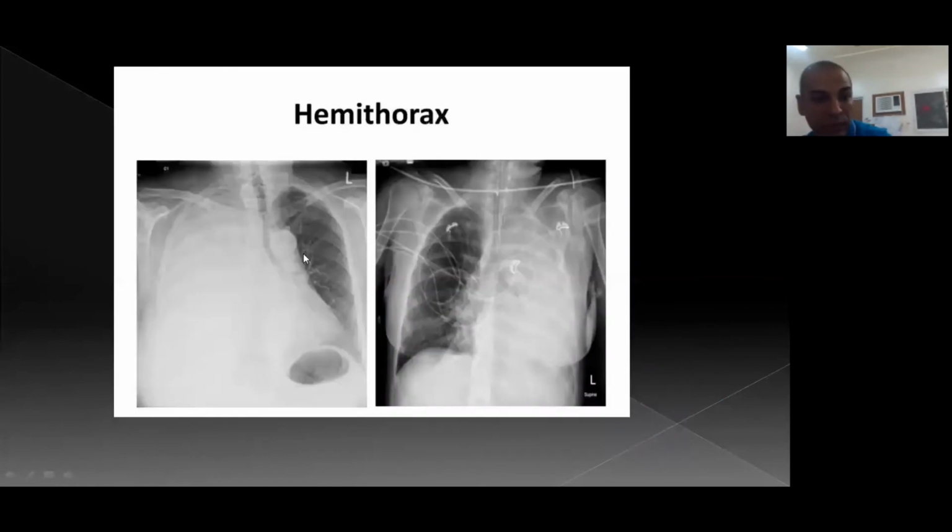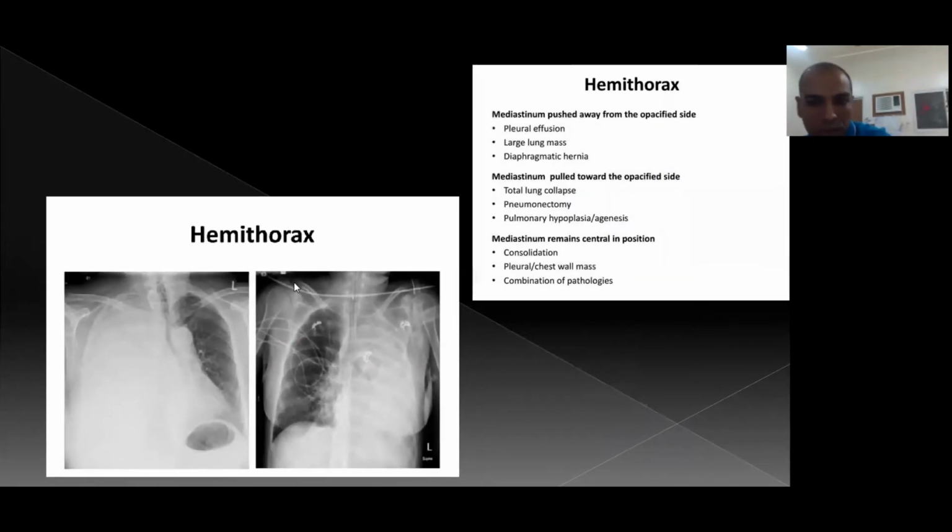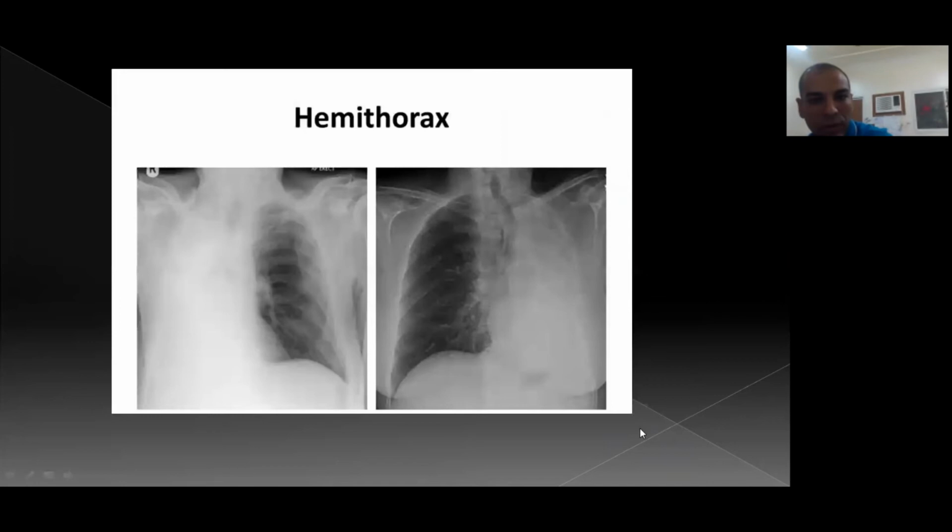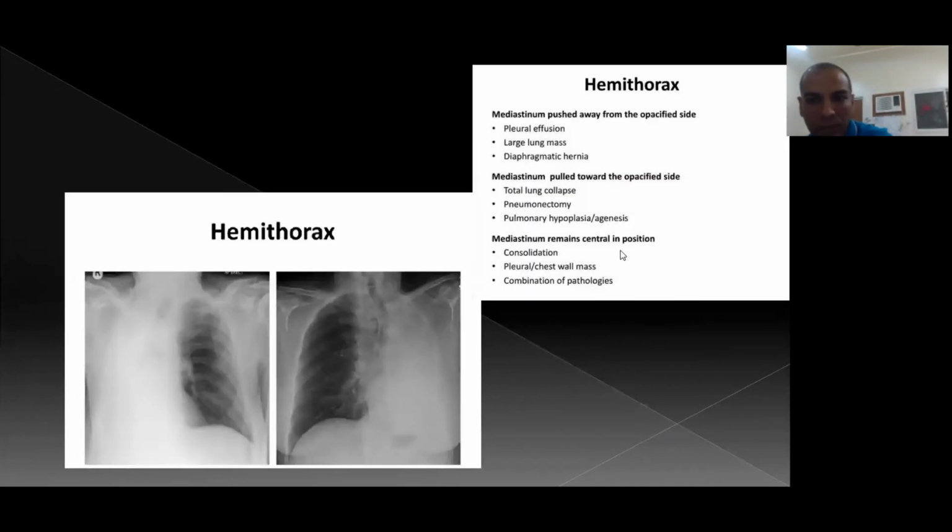For example, this mediastinum is away from the opaque hemithorax, while in this one the mediastinum is central relative to the opaque hemithorax. So we have here a differential diagnosis. If the mediastinum is shifted away, we have this differential diagnosis. If it is central, we have this one. If we have the mediastinum shifted towards the opaque side, we have this one: total lung collapse, pneumonectomy, pulmonary hypoplasia, or agenesis.